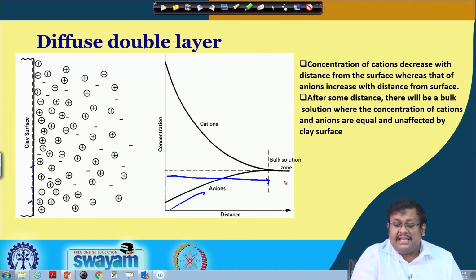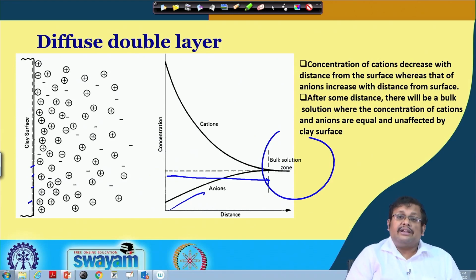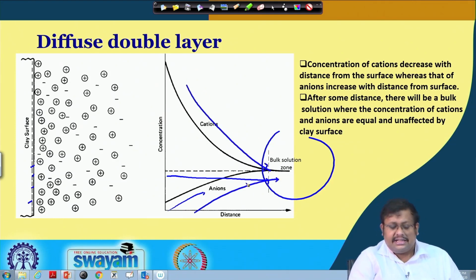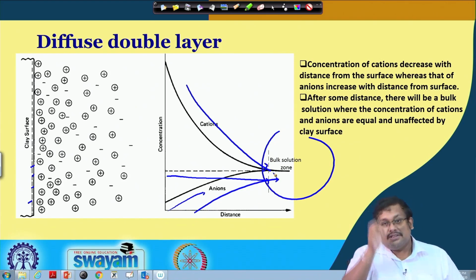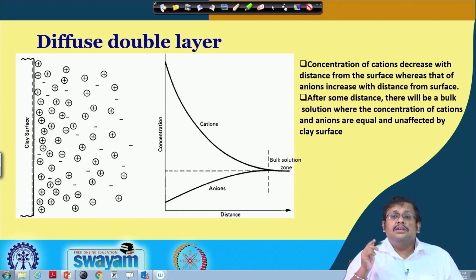After some distance, there will be a bulk solution. As you can see, this is the bulk solution phase, where the concentrations of cations and anions are equal and unaffected by the clay surface. You can see the cation concentration decreasing and the anion concentration increasing, and in the bulk solution phase they will be equal and unaffected by the clay surface. So, this is basically showing the diffuse layer, or diffuse double layer.